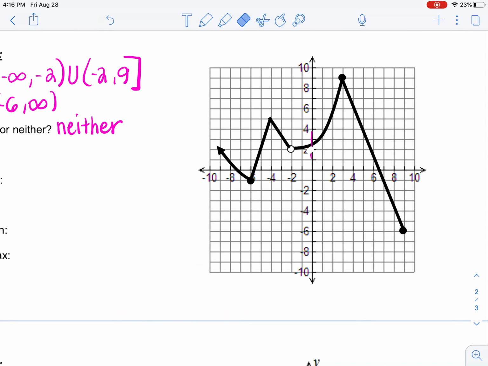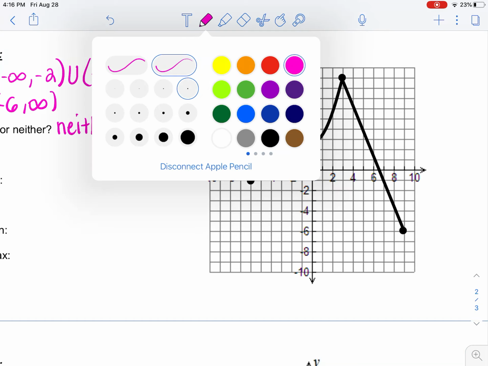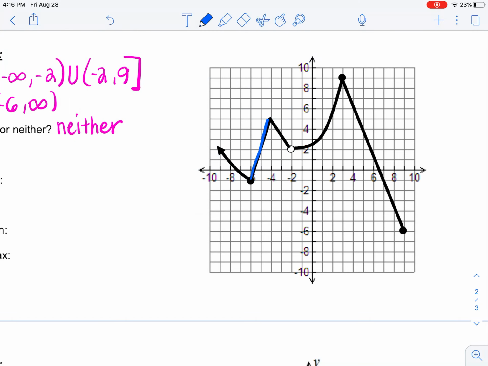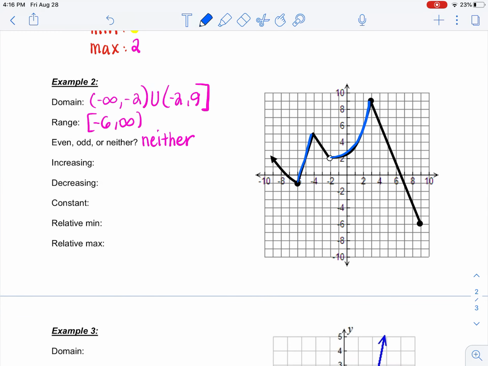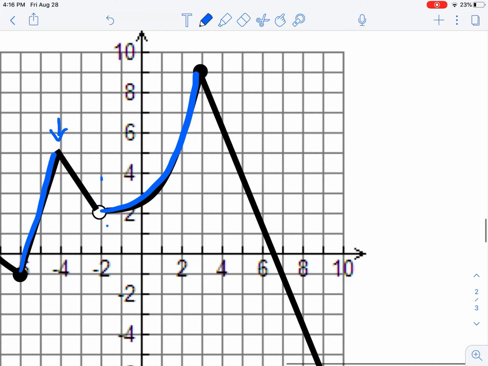All right, where is it increasing? So once again, I'm going to color code here. I'll use blue for where it's increasing. So it is increasing here. All right, so I'm going to say the intervals on which it's increasing. That's -6 to -2. Sorry, that's -6 to -4. Stops right here, right? Union. And then this piece right here is from -2 to 3.